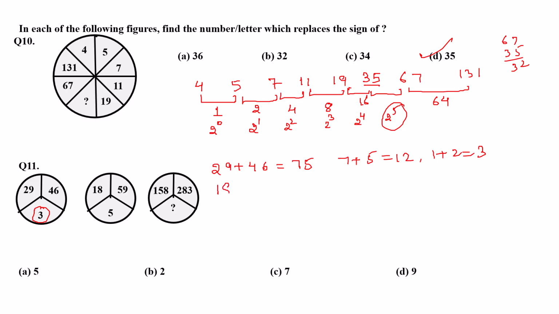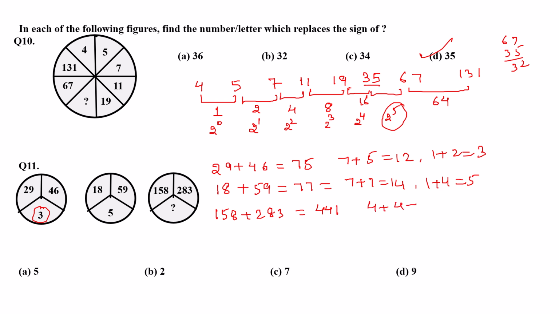Next, try another with the next one. 18 plus 59 will give you 77. And then 7 plus 7 is 14. And then 1 plus 4 is 5. So this is also correct. It means I have to follow the same pattern for the third one. So if I add 158 and 283, I am getting 441. Let's add 4 plus 4 plus 1. I will get 9. So option D is the correct option.